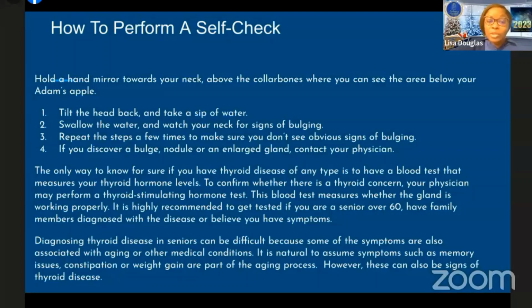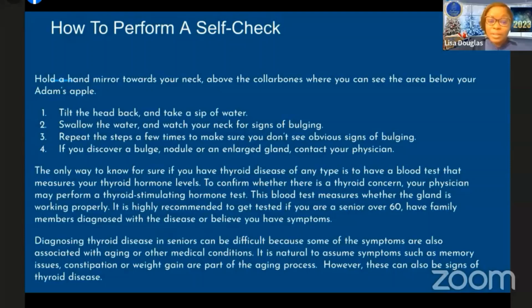The only way to be sure if you have a thyroid disease of any type is to have a blood test that measures your thyroid hormone levels. To confirm whether there's a thyroid concern, your physician may perform thyroid stimulating hormone tests, which were the labs I was speaking about earlier. This blood test measures whether the gland is working properly.